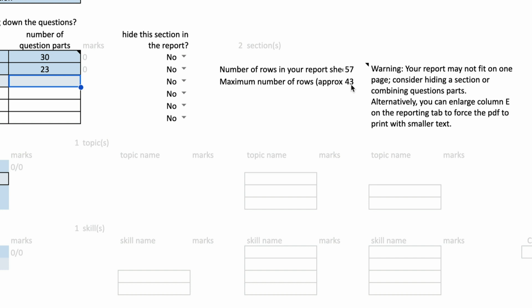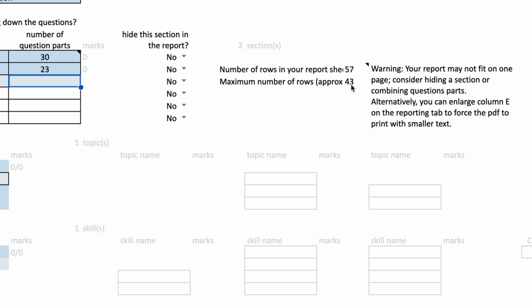So a couple of choices: reduce the number of parts by bringing things together, or as it says there, you can actually go and later on try and squeeze things by enlarging a column, and things like that will happen. Okay, so just giving you a warning that you can ignore if you want to.